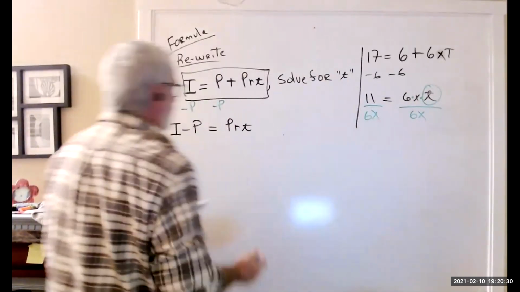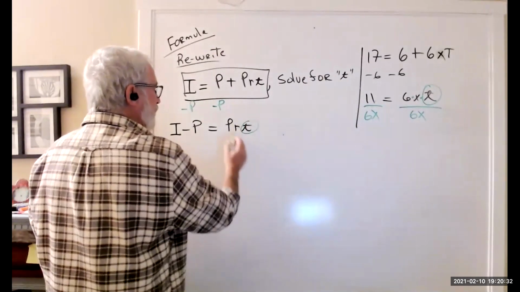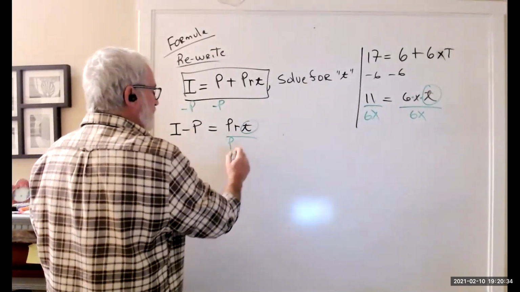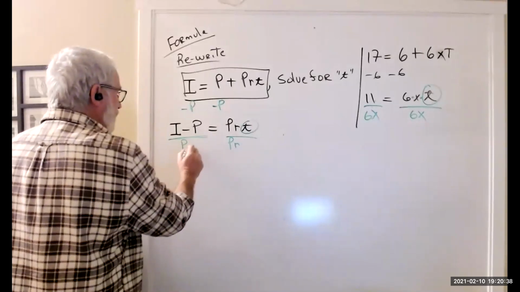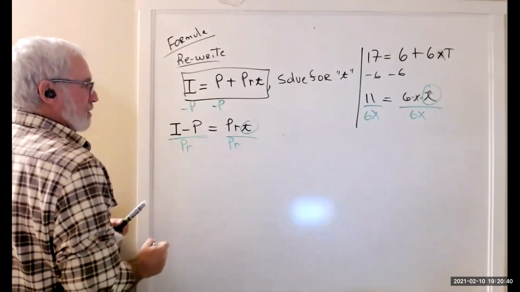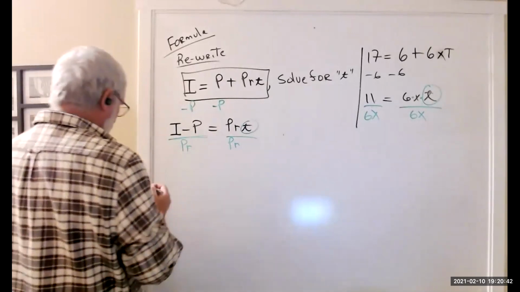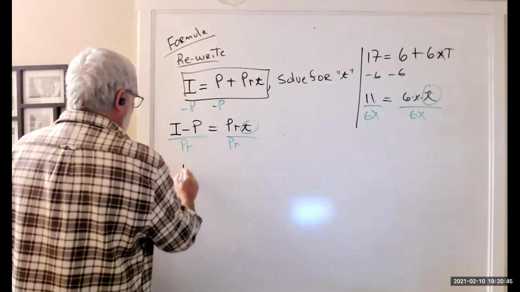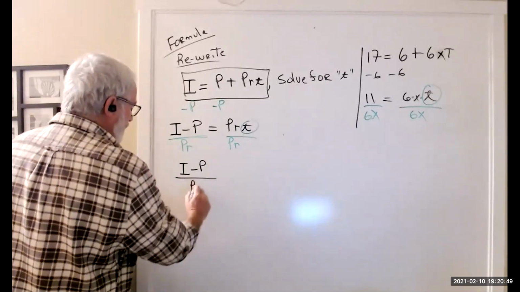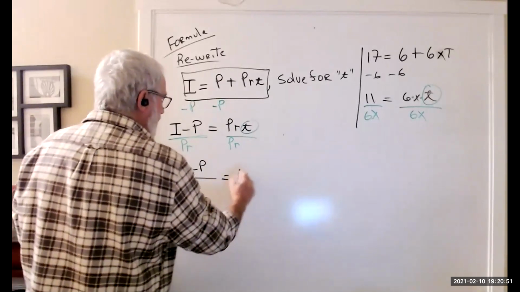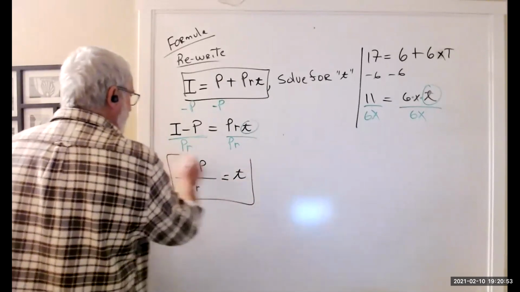So now look over here. I want to get T by itself, so I'm going to divide this side by PR and this entire side by PR. So PR cancels out. I have I minus P on top, PR on the bottom, equals little t, and that would be the answer.